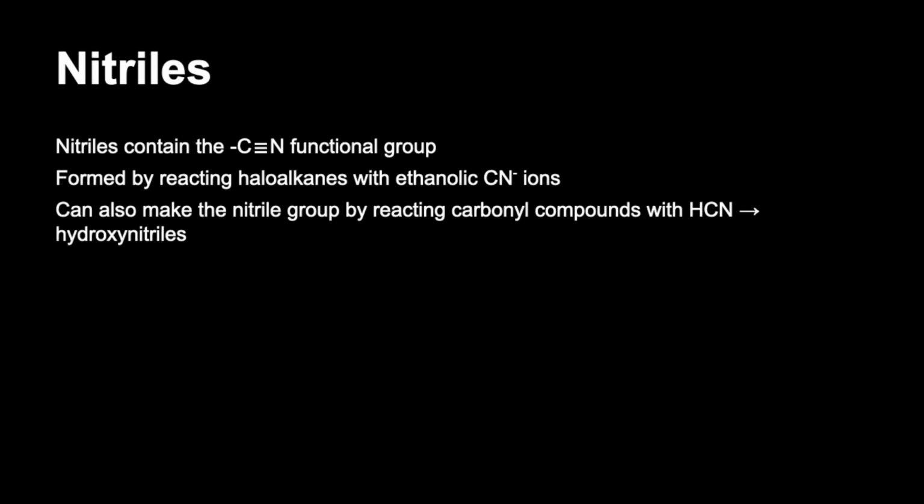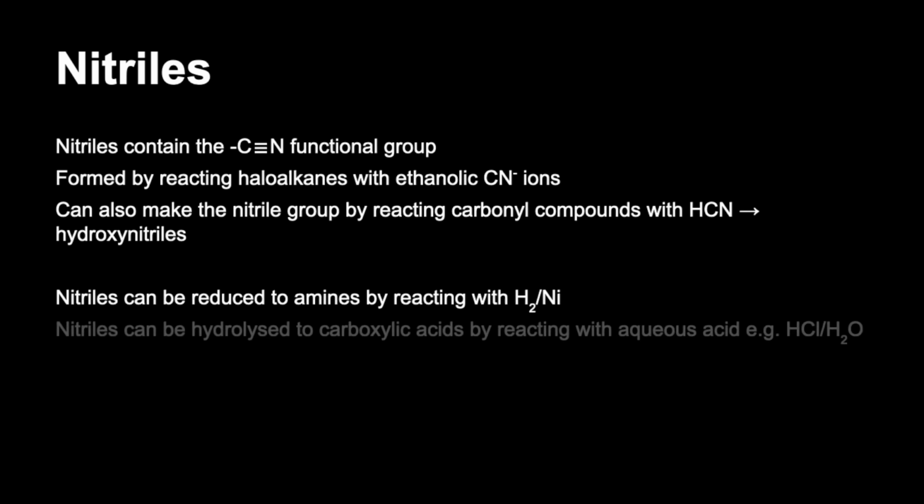You can also make the nitrile group by reacting a carbonyl compound, so an aldehyde or a ketone, with hydrogen cyanide. But that's going to make the hydroxynitrile. So what can you do with nitriles? Well, you can turn nitriles into amines by reducing them, and that's by reacting with hydrogen and a nickel catalyst. You can also hydrolyze them into carboxylic acids, and that's done by reacting them with an aqueous acid. So, for example, a mixture of HCl and water.